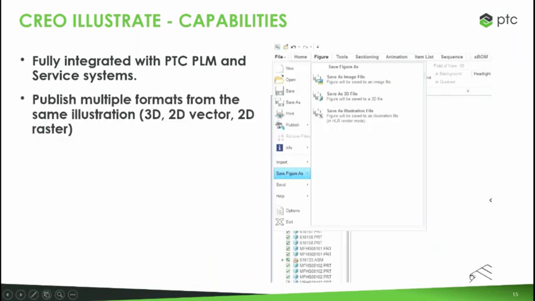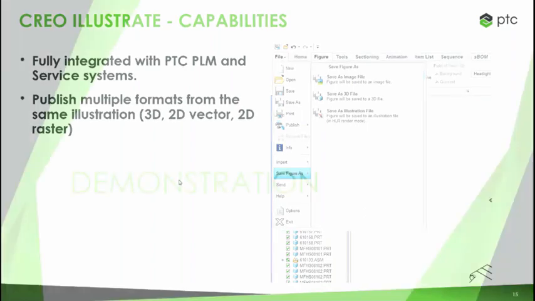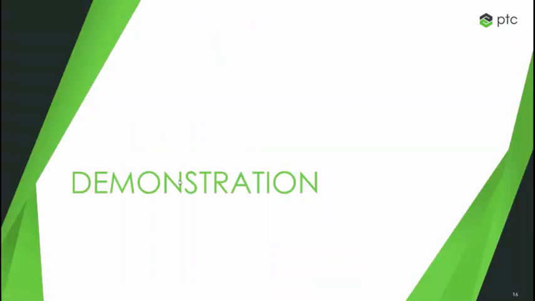You can publish multiple formats from the same illustration: 3D, 2D vector, and 2D raster-based graphics. So that means CGM files as well as PNGs. Okay, here I'm going to move into a quick demonstration of Illustrate here.